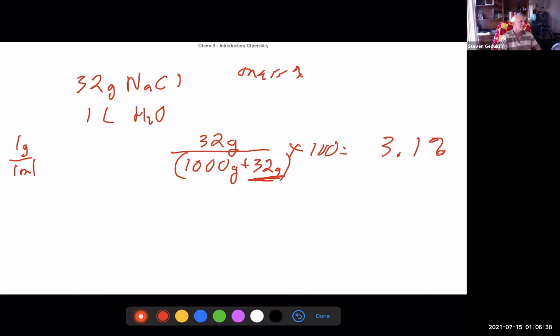So let's do one of the ones we have from your book here. One of the ones right from your book says, a chemist prepares a solution by adding 1.0 kilograms of salt, NaCl or any type of salt actually, to 5 kilograms of water. And they want to know, what is the percent by mass of salt in the solution?